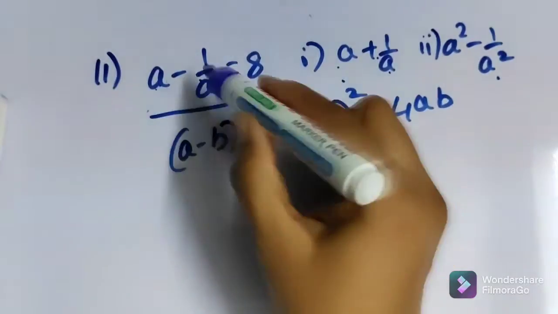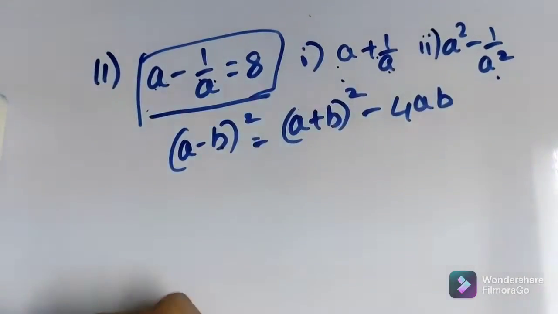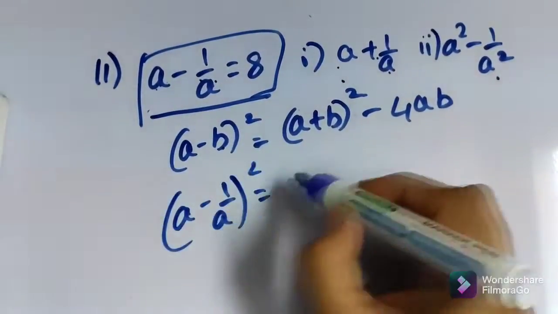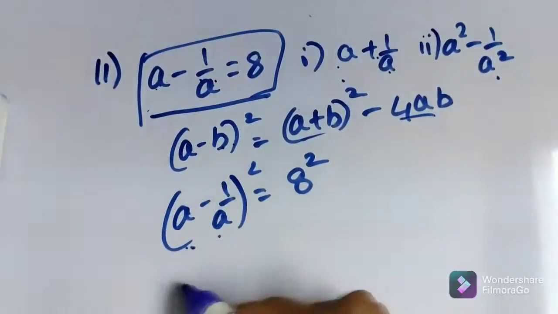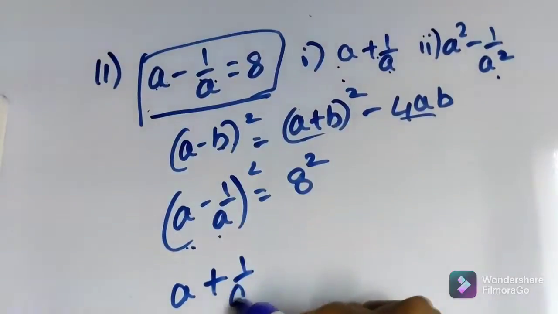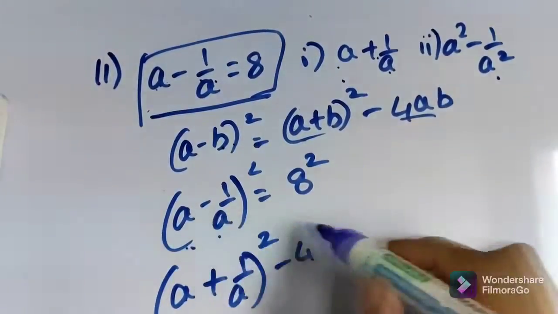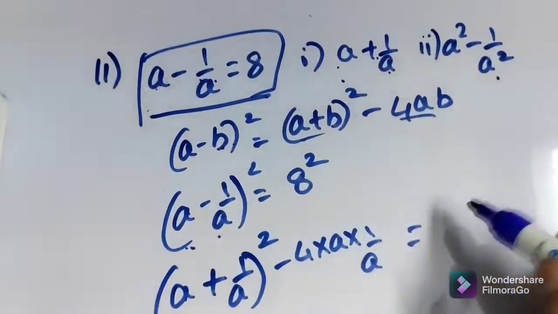A is a, b is 1 by a. So I will just square this equation what we have right now. So let me square it. We get right hand side 8 square. So here I'll replace with this particular formula. A is a, right? And plus 1 upon a, b is nothing but 1 upon a, square minus 4, a is a and b is 1 by a, is equal to 8 square, is 64.